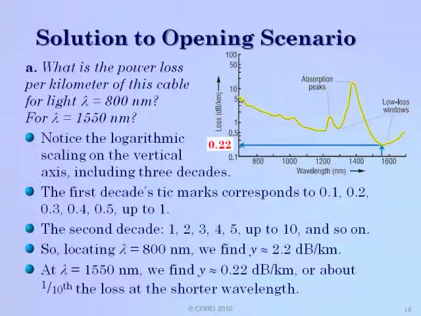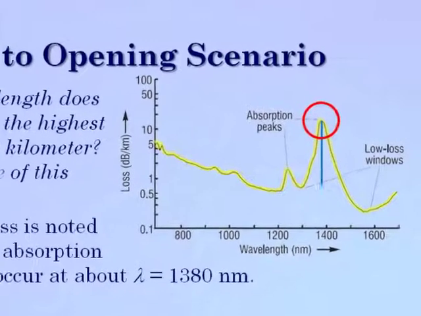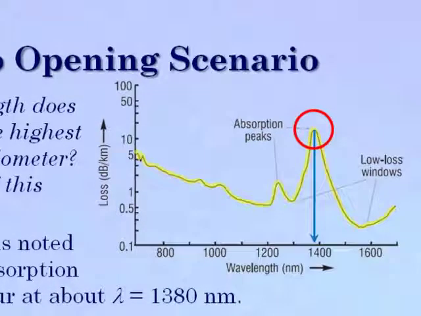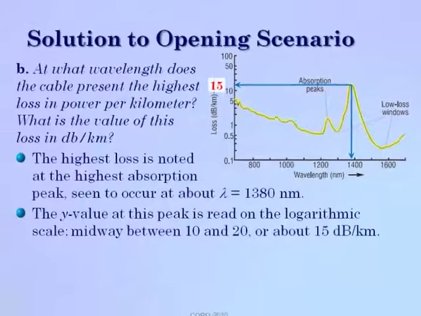So there's a big difference, a factor of 10 difference between those two numbers, even though they all fit on the same graph. Now, at what wavelength does the cable present the highest loss per kilometer? And what is the value of that loss? Well, the highest loss is going to be at the peak of that absorption, where most of the signal apparently is absorbed and lost. And that occurs, if we come down to the x-axis, at about 1,380 nanometers, a little bit less than 1,400. And at what value is that loss? How much is lost at that point? We have to come over to the y-axis like we did before. And so we come over, and that's somewhere between 10 and 20 on the scale. So we'll estimate that it's about 15 decibels per kilometer.